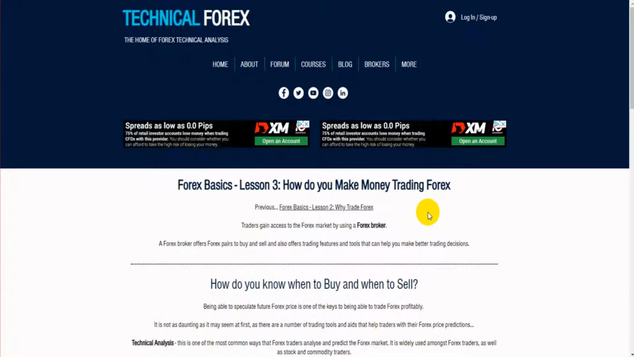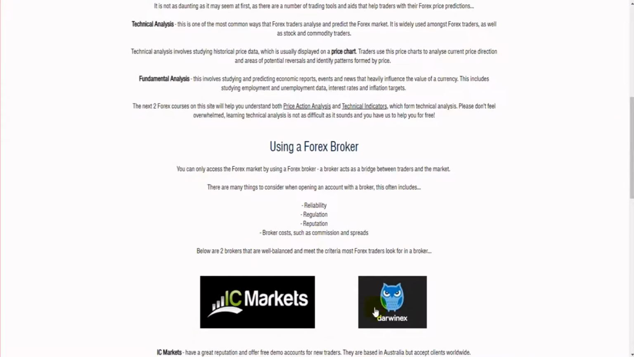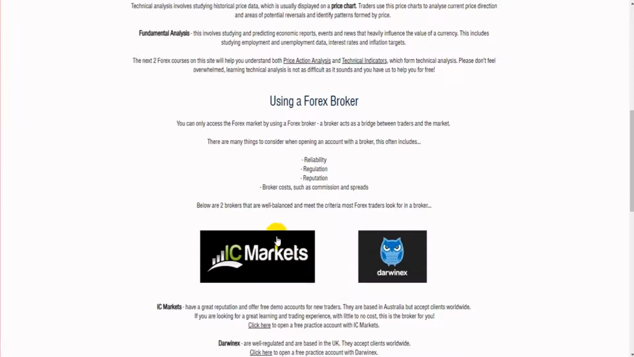In order to access the Forex market, you need to have a Forex broker. A Forex broker acts as a bridge between Forex traders and the Forex market. Through a Forex broker, you can buy and sell currencies, and on this page there are a couple of links to reliable and trustworthy brokers. These two brokers are used by numerous Forex traders across the globe, and they both offer free demo accounts.